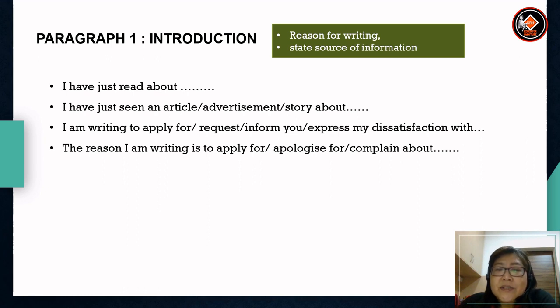So you have to write the reason for writing, and also you can state the source of information. Examples: I have just read about, I've just seen an article or an advertisement or story about, I'm writing to apply for, I'm writing to request, I'm writing to inform you, I'm writing to express my dissatisfaction with, the reason I'm writing is to apply for, the reason I'm writing is to apologize for, or the reason I'm writing is to complain about.